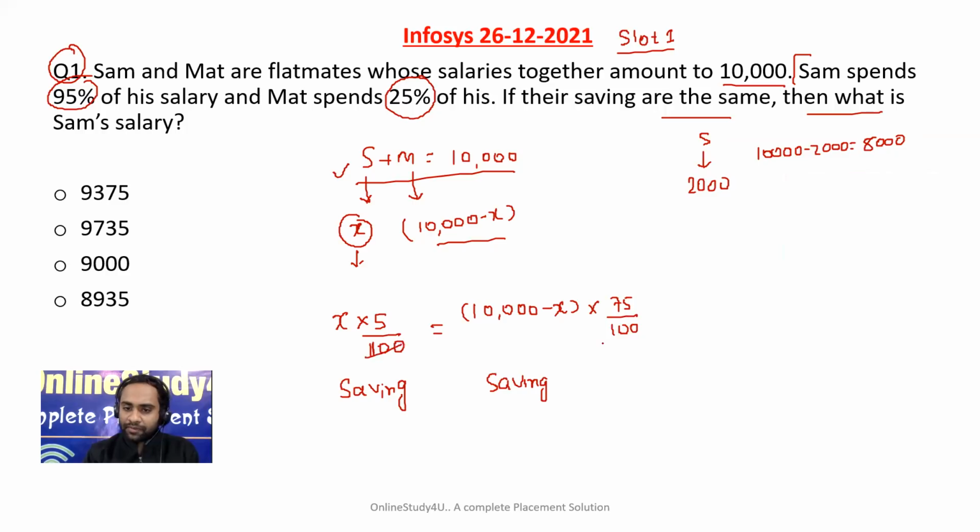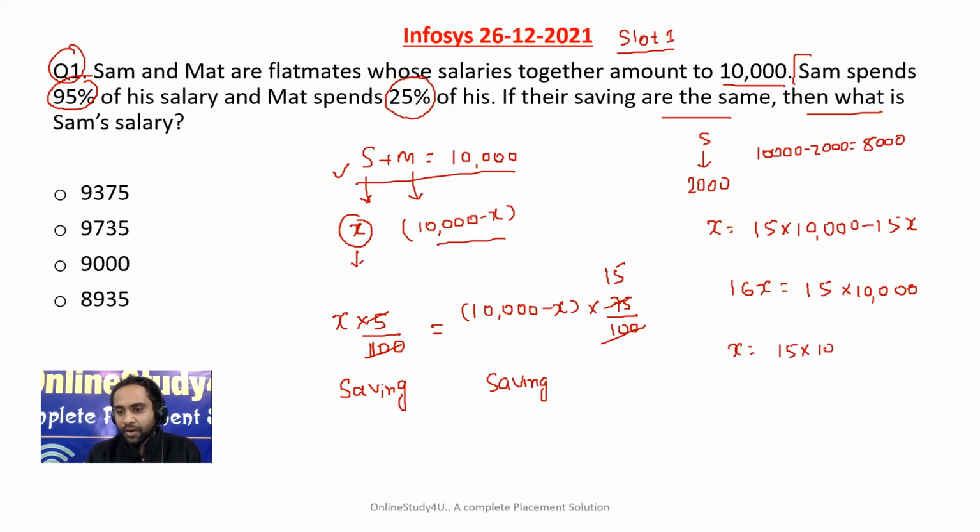So 100 and 100 will get cancelled. 5 will divide this by 15 times. So X will be equal to 15 into (10,000 minus X), that is 15 into 10,000 minus 15x. So 15x and x will become 16x, which will be equal to 15 into 10,000. So x will become equal to 15 into 10,000 divided by 16.